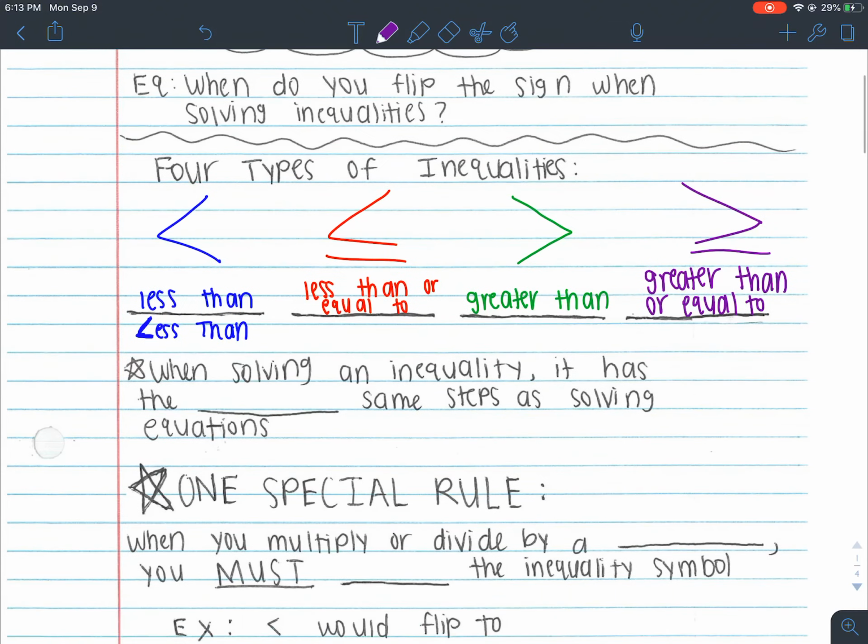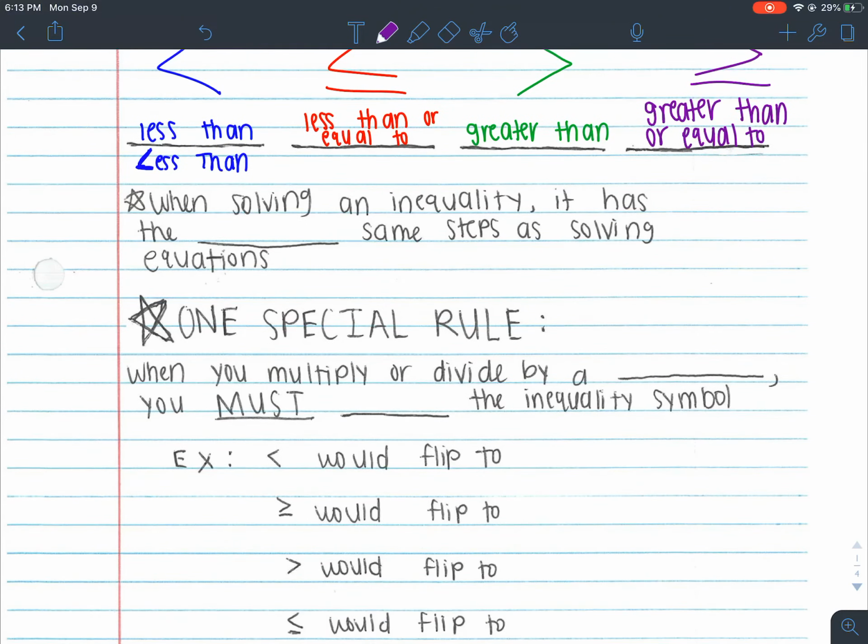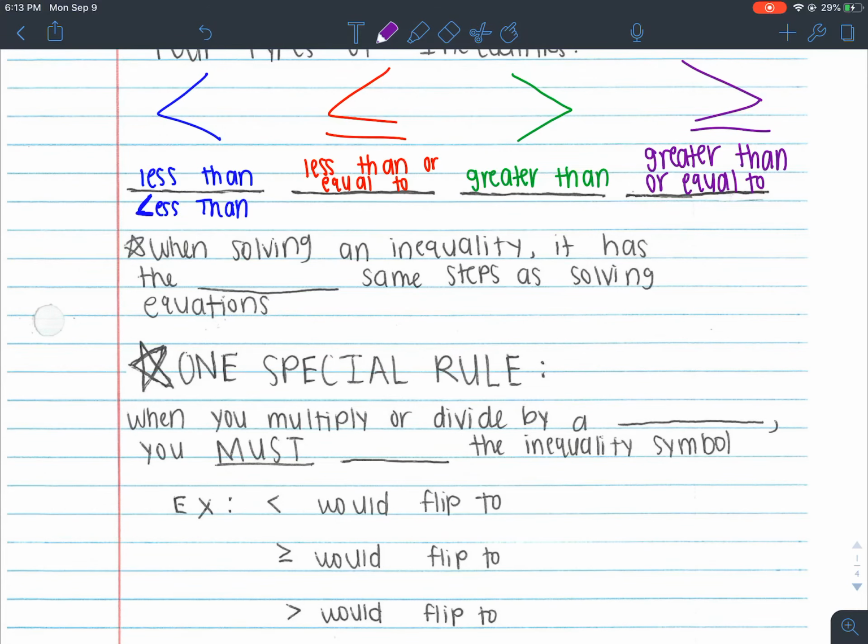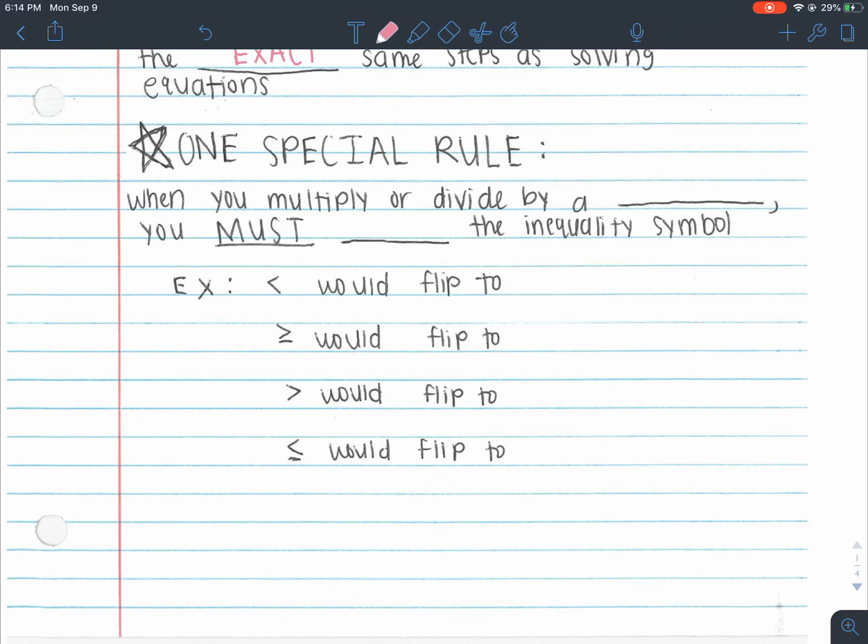All right. So moving on, I have 2 star points here. The first star point is when solving an inequality, it has the exact same steps as solving equations. So you do exactly the same thing. You're still trying to get that variable by itself, so that big goal in mind is to still get that variable all by itself.